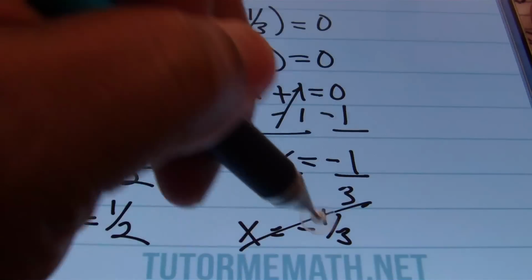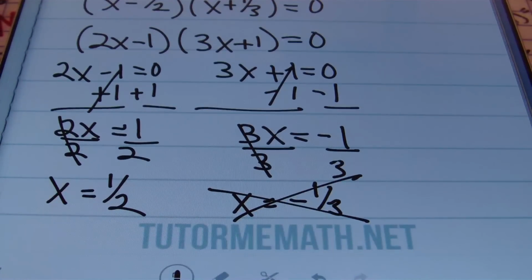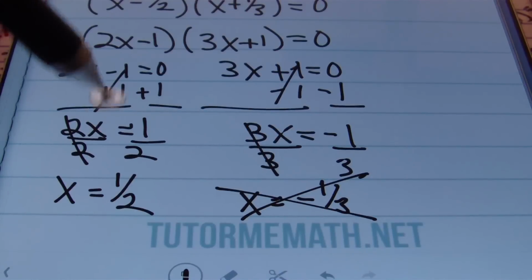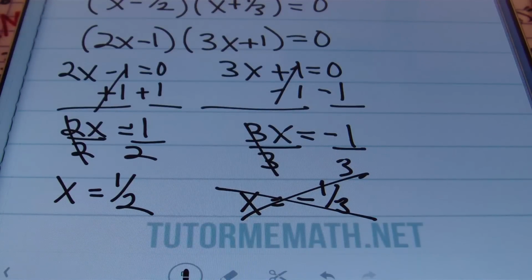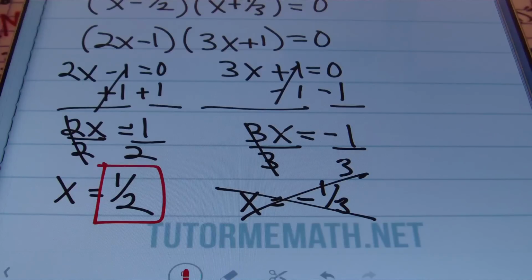That's our solution. However, the negative 1/3 is extraneous, and unless your teacher or textbook asks specifically for an extraneous solution, you don't even mention it, okay? It's not even worth talking about because you can't use it in the original equation. So the only answer is 1/2. That's it. I got a box around my answer, and that's it.